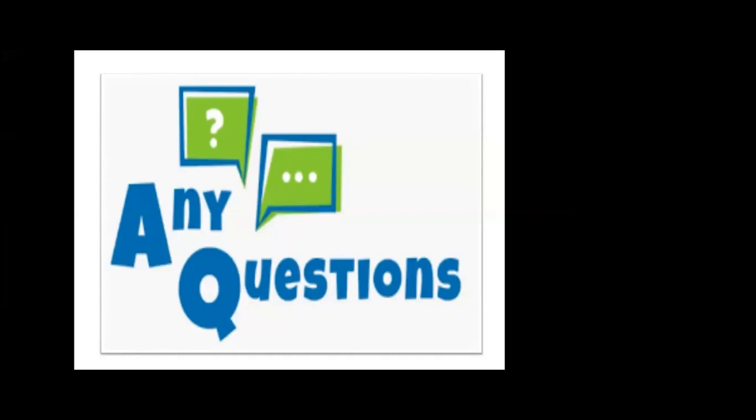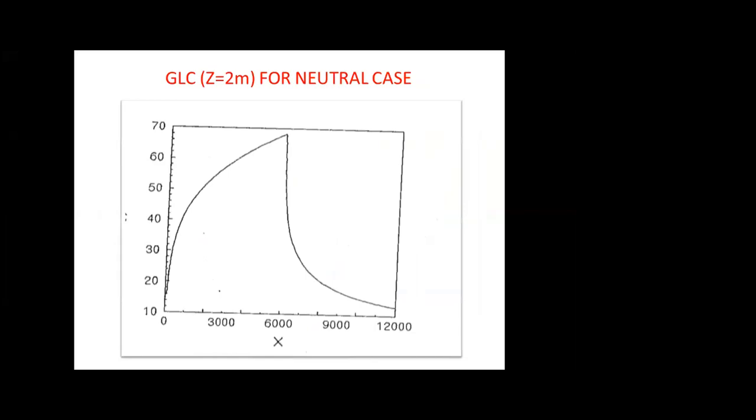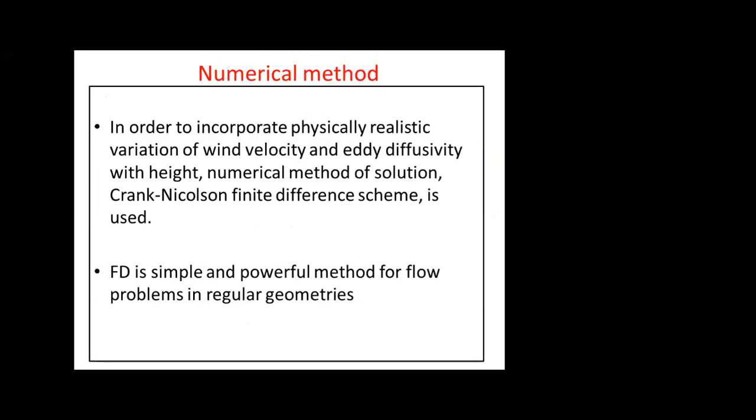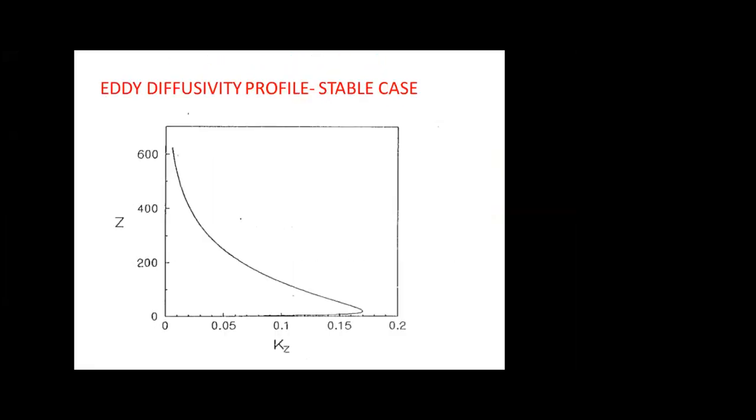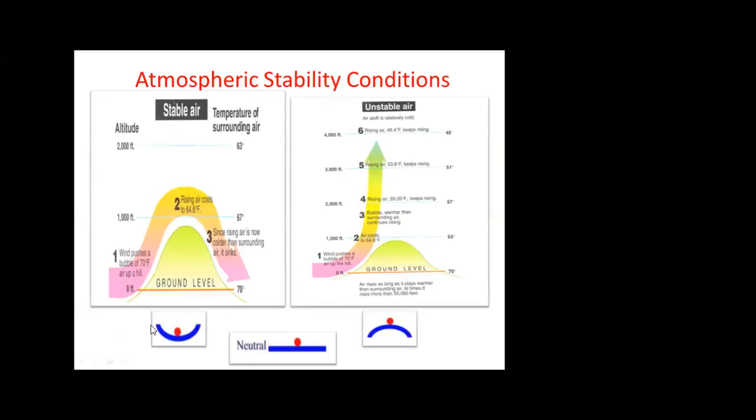Sir, one of the participants raised a question: what is the difference between stable and neutral situation? I just explained it. Let me go to that slide. See, it is a very simple way. I have taken an example, this one. This is the stable condition.